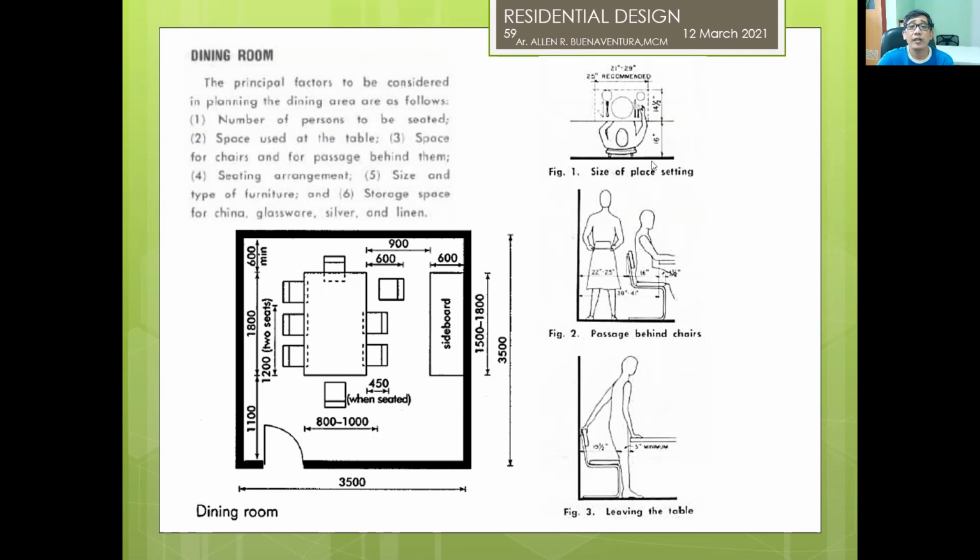Okay, and if you are putting a dining table at the end of a wall, and there will be no people passing at the back of the dining chair, the clear distance from the edge of the table to the wall is 16 inches. Okay?